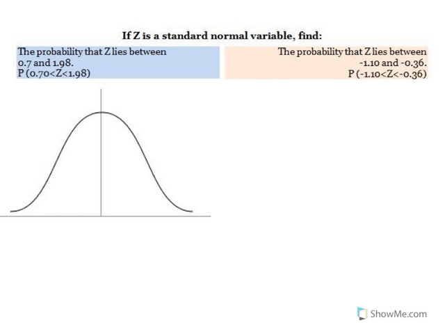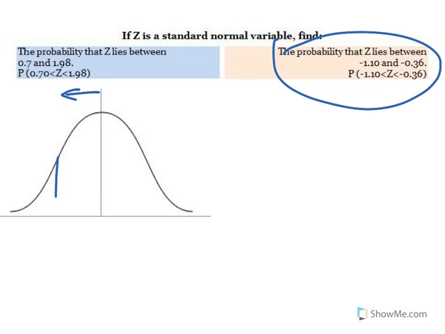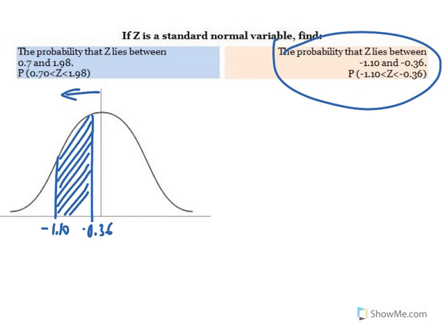Okay. What about the probability that the z lies between minus 1.10 and minus 0.36? We know that when z is a negative value, it resides on the left side of the mean. Okay? So now minus 1.10 would be somewhere right over here, and minus 0.36 would be somewhere over here. So all we need now is this area that is bound by these two values. So how do we do this?